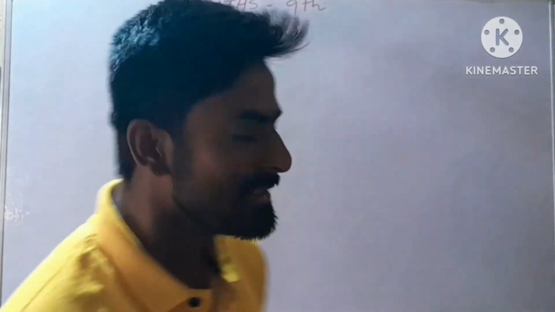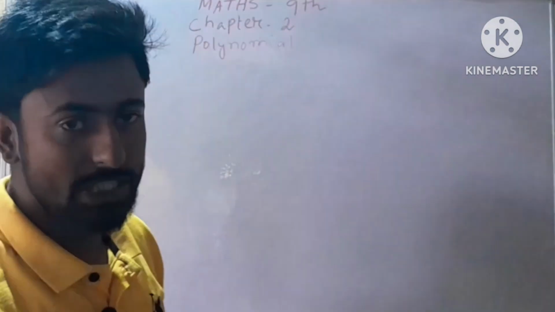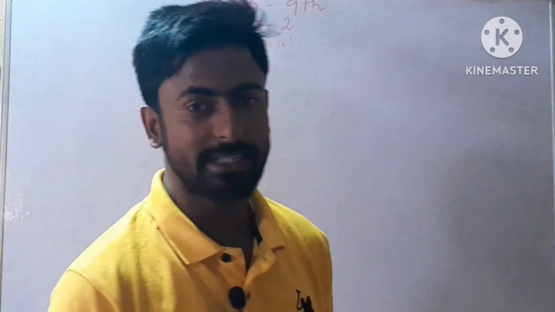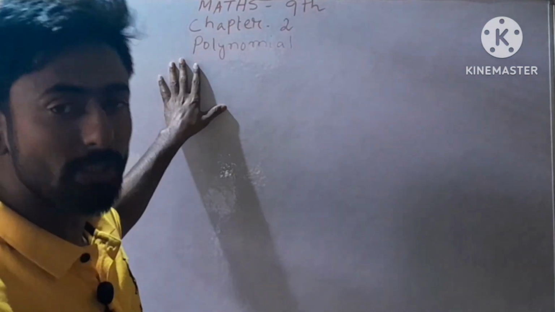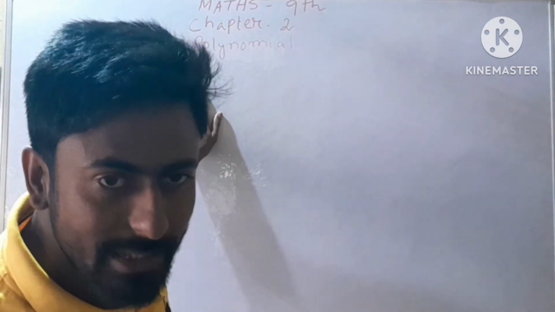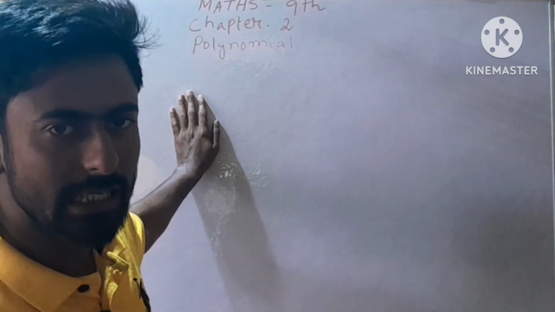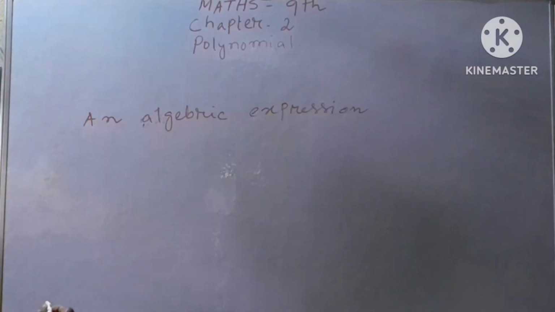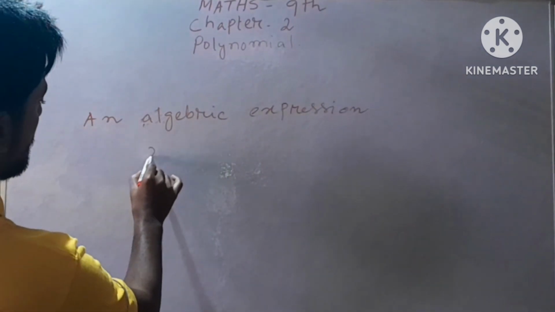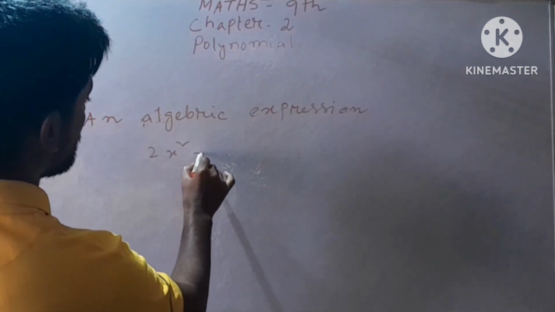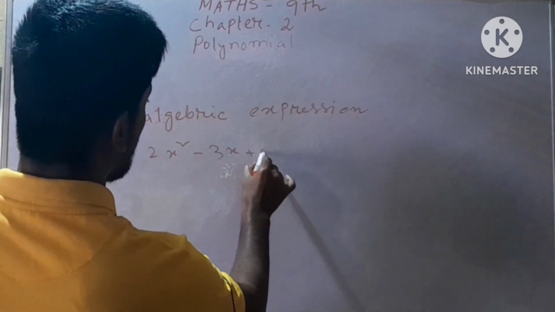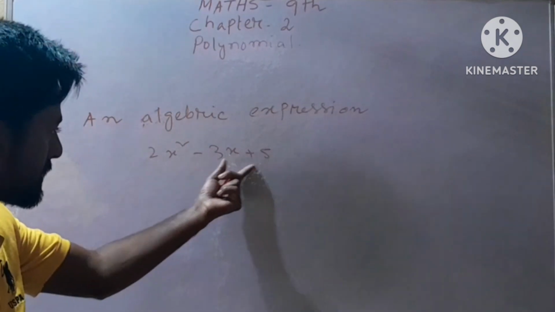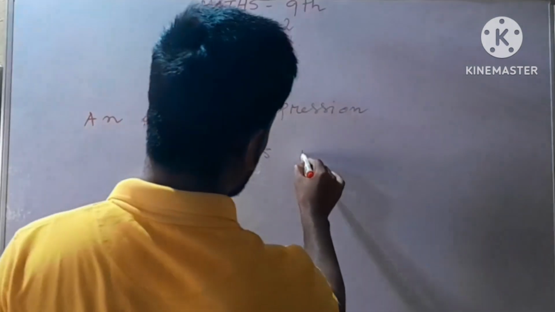Today in this class, students, we are going to start class 9th mathematics, chapter number 2. Chapter name is polynomial. So here first of all we have to know what is polynomial. Algebraic expressions like 2x square minus 3x plus 5, such types of algebraic expression is called polynomial.